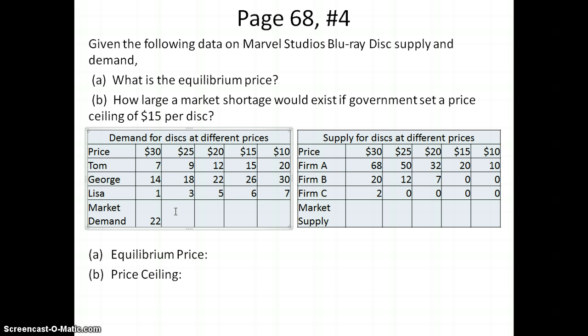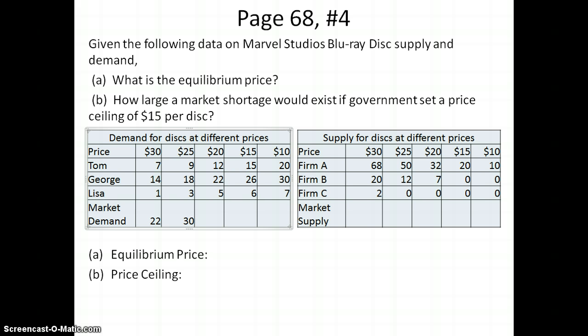ease of calculation. So then if the price were to drop to $25 per disc, we would see that Tom would want 9, George would want 18, and Lisa would want 3. Now the 3 of them together would want 30 discs. Again, that's following our law of demand that says when things get cheaper, we want to buy more of them. So we see when the price goes from $30 to $25, the amount purchased goes from 22 to 30. So it's following our law of demand.